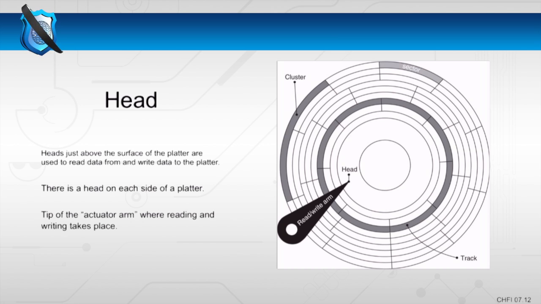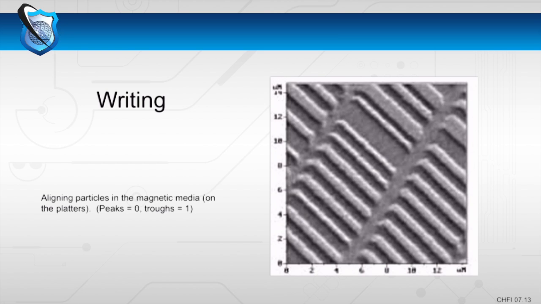The head is the tip of the read-write arm. There is a head on each side. It does the reading and writing function. It is the tip of the actuator arm, and that slides back and forth among the different tracks to pick up the data that is sitting in clusters and sectors. When we write data, we are aligning the particles in the magnetic media on that particular platter. Now, what you're looking at here is an electron microscope showing you the ones and zeros on the drive. This is very, very small.